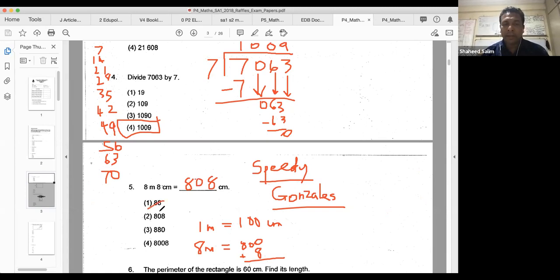It cannot be 88. 88 is less than 1 meter. It cannot be 8,000 cm. Too big, too tall. It's like a flag pole, too high. So it's either one. Down here is 8 cm, this one 80 cm.